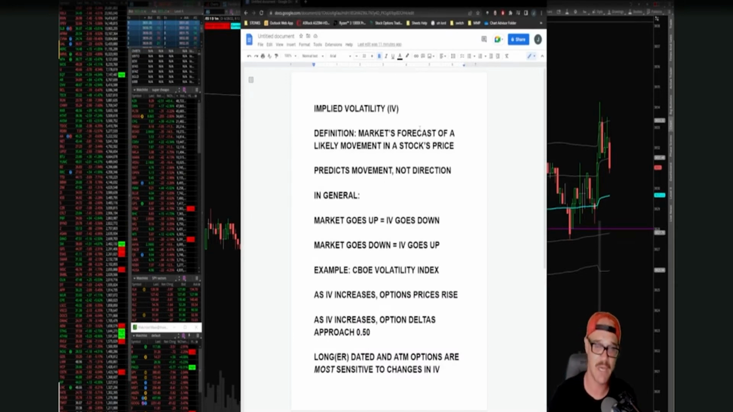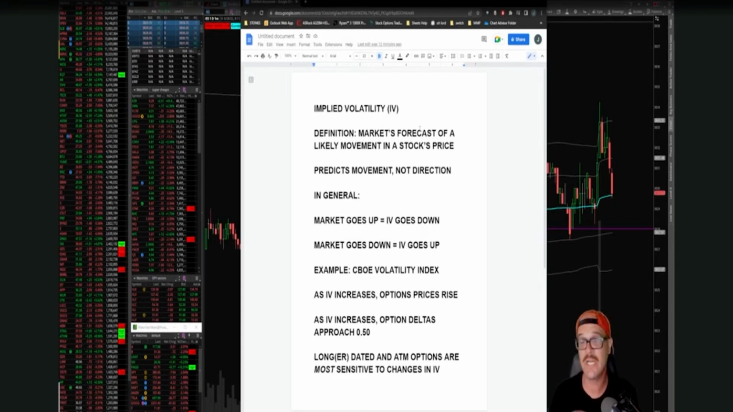And today we're talking about implied volatility, or IV. You may have heard this talked about, referenced, but you're wondering, hey, what the heck is implied volatility? Stick around. So by definition, implied volatility is the market's forecast of a likely movement in a stock's price, or an asset's price. It's technically asset, but who are we kidding? We're talking stocks here, right?